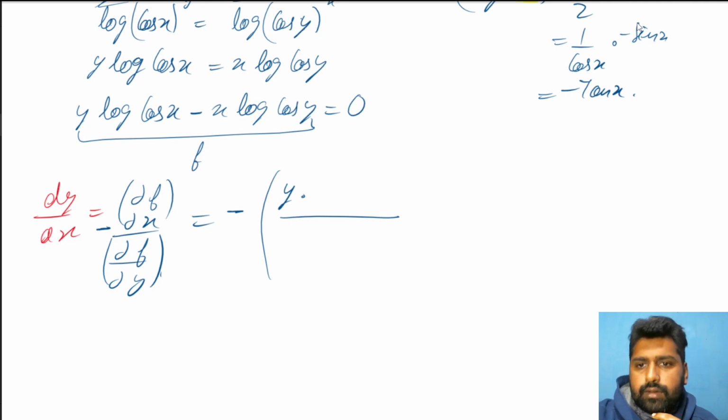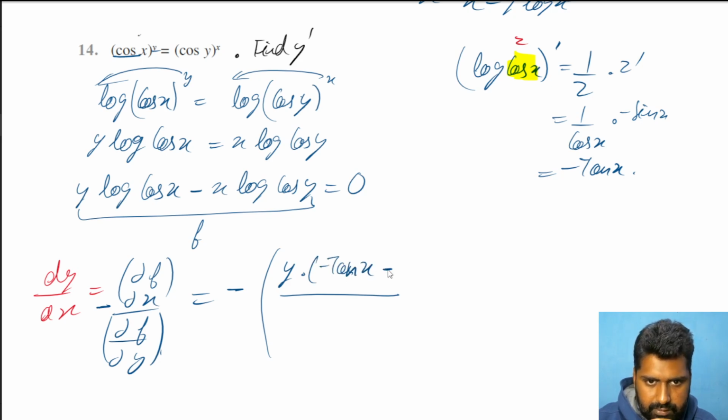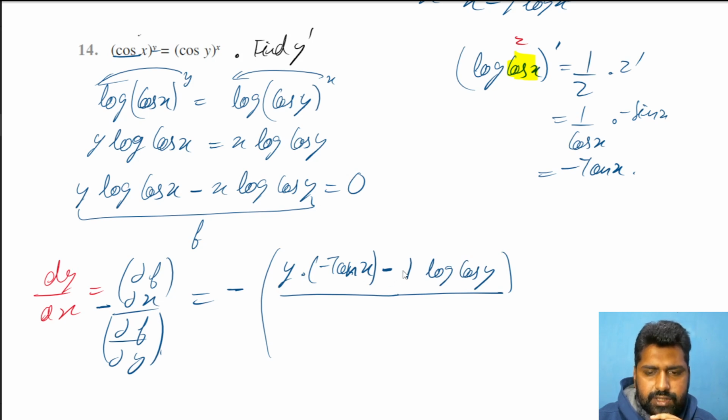So see, we are differentiating partially with respect to x. If we have to differentiate partially with respect to y also, we'll get the same thing, instead of x we'll get y. So y differentiation into log cos x. Log cos x differentiation is minus tan x, minus x differentiation is, again we are differentiating with respect to x, so x differentiation is 1, log cos y as it is. That's differentiating with respect to x.